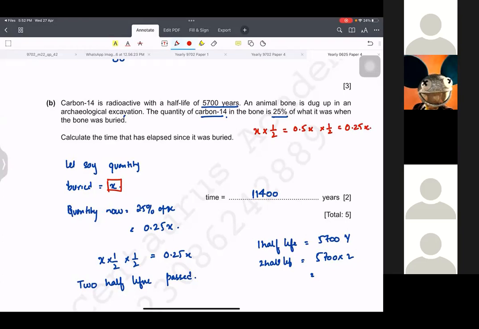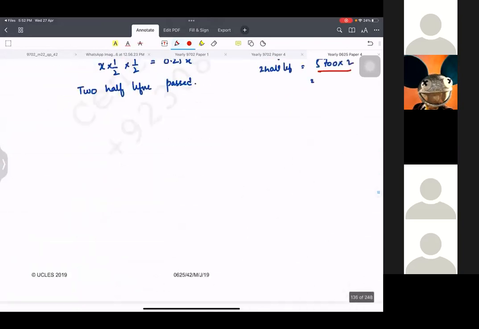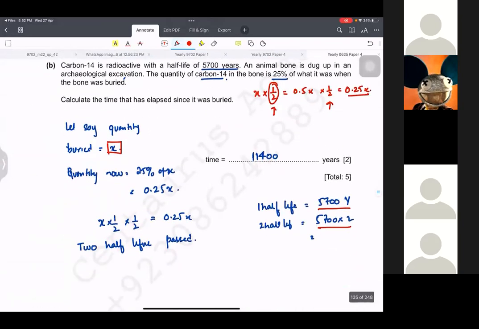Okay. So it means 25% is what you get when you halve the original value twice; this would give you 25% of the original value. Now, I got to know there were two half-lives. So one half-life is this, so two half-lives will be multiplied by 2. Understood. Cool, right? Okay, that's the end of it. Yay. All right.